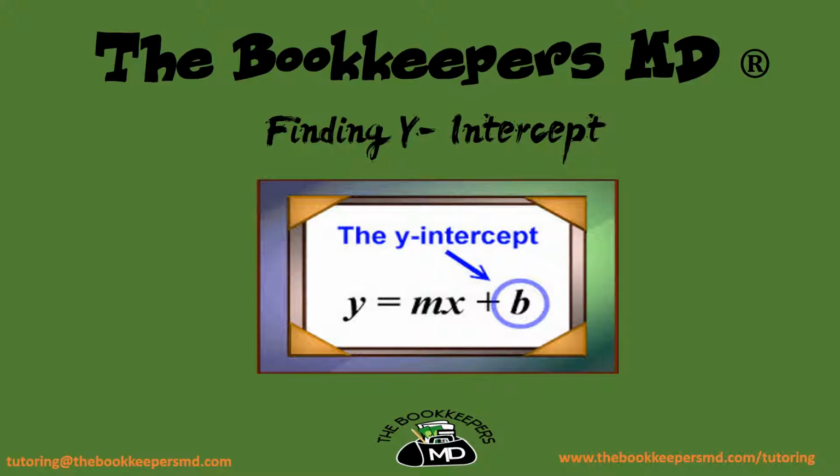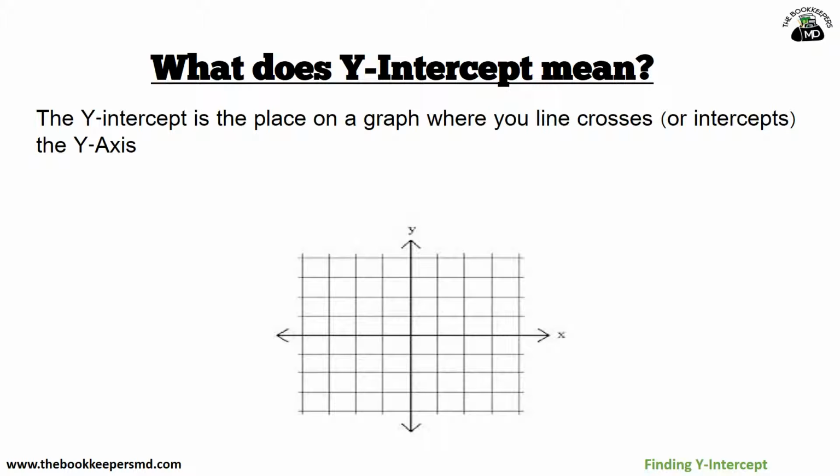Today we will discuss finding the y-intercept, which is also known as the slope-intercept. Let's get started. What does y-intercept mean? The y-intercept is the place on the graph, or the point on the graph, where the line that you're graphing crosses the y-axis. As you can see, the y-axis is the line that goes up and down, also known as the vertical line.